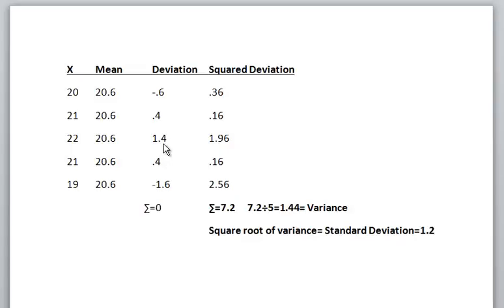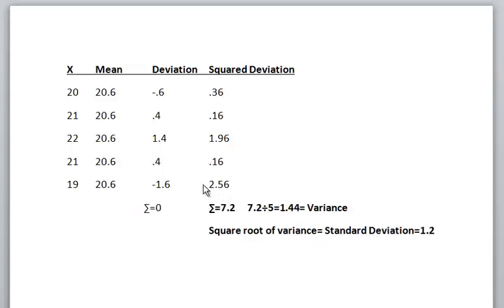To address this problem, what we do statistically is that we square each one of these deviation scores, okay? Because we're wanting to get rid of the negative values that create this negative and positive balance. So by squaring each one of these terms, we get rid of the negative terms. So we have negative 0.6 squared is 0.36. 0.4 squared is 0.16. 1.4 squared is 1.96. 0.4 squared again is 0.16. And negative 1.6 squared is 2.56.